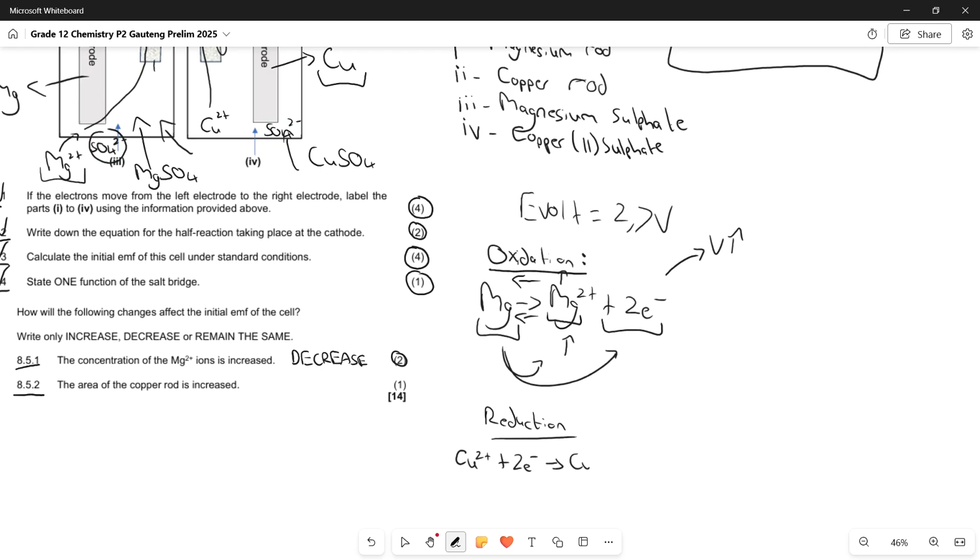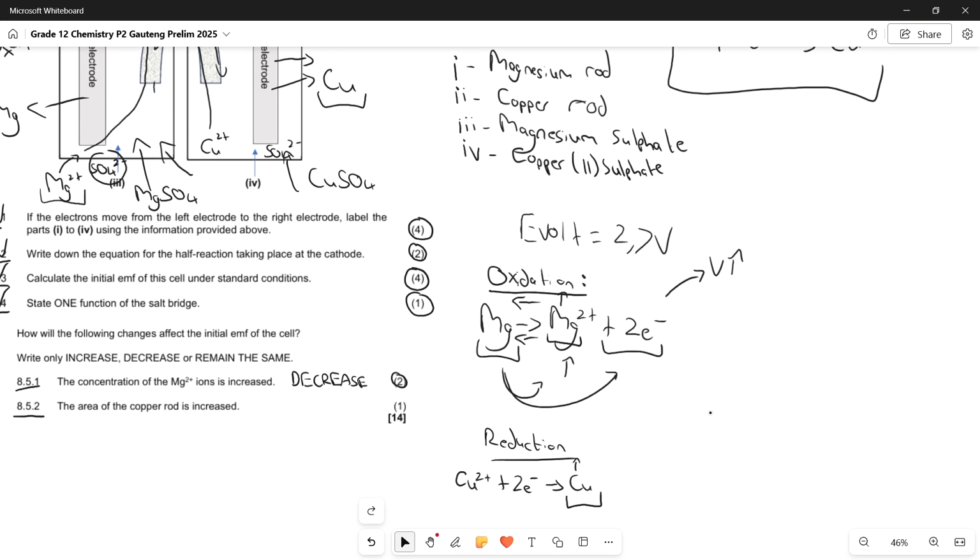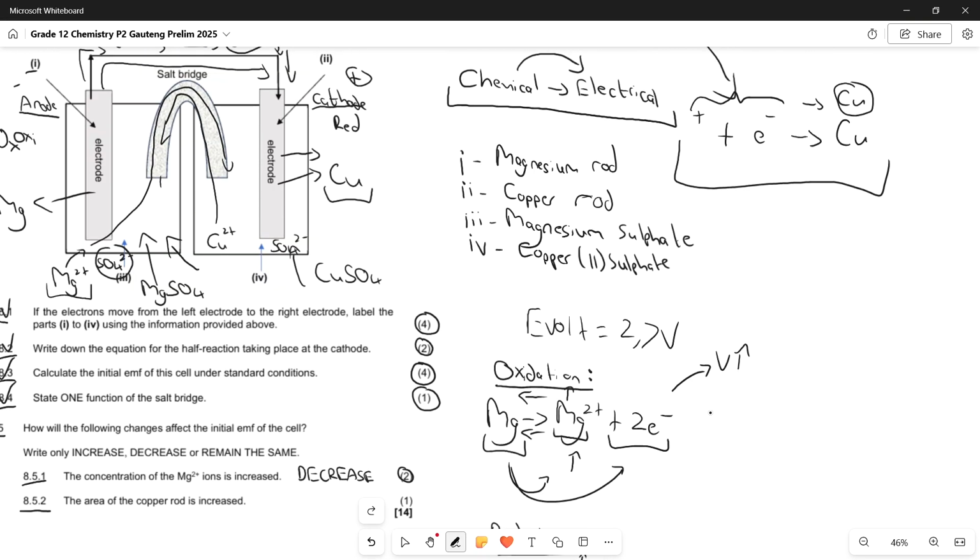This would go to Cu, and if we have increased the area of the copper, we might think that we might have more of this, and therefore, if there's more of this, it will favor the reverse reaction and it'll be less likely for reduction to take place in order to complete the circuit. But this doesn't work. That can only work if we're increasing or affecting the ions in some way.